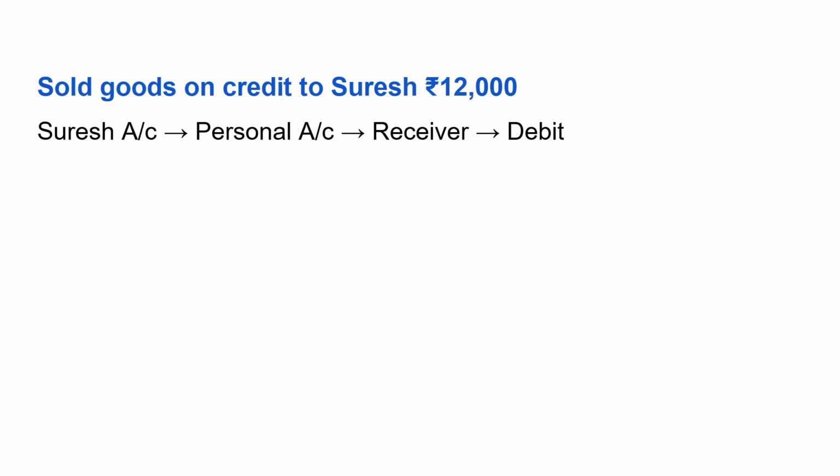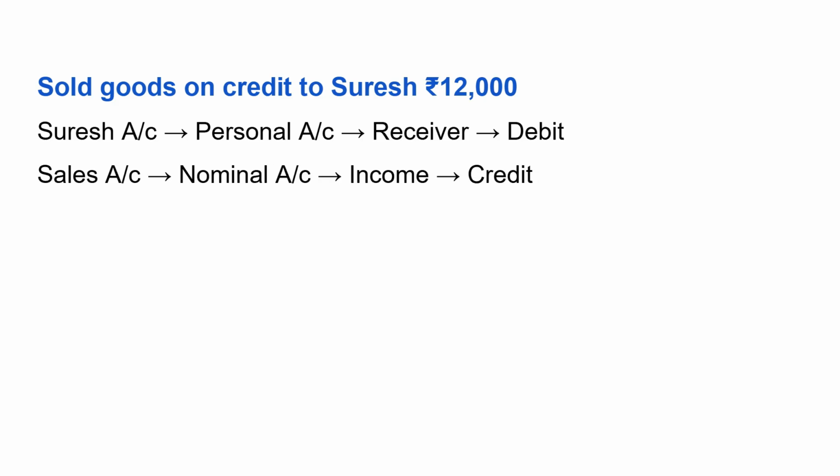So it is debited. And sales account is a nominal account. And sales is income. After selling the goods, we receive money. So sales is income, so it is credited. Here we sold the goods on credit. Suresh has not paid us immediately, but he will pay us.